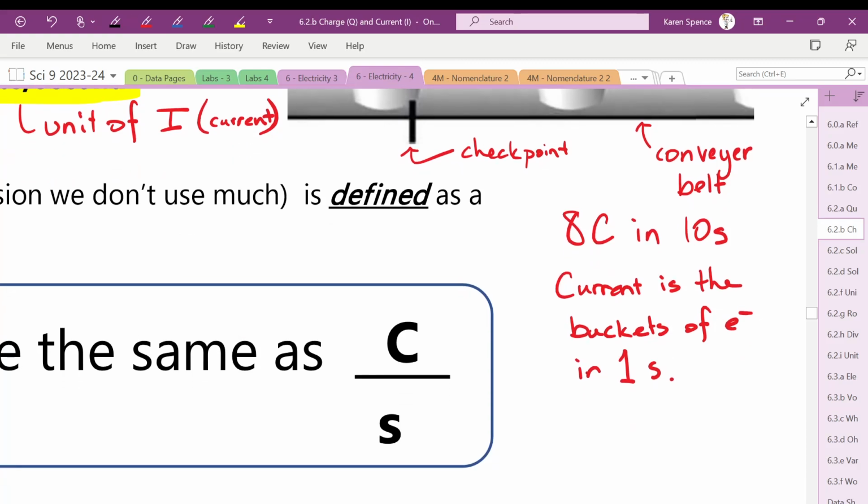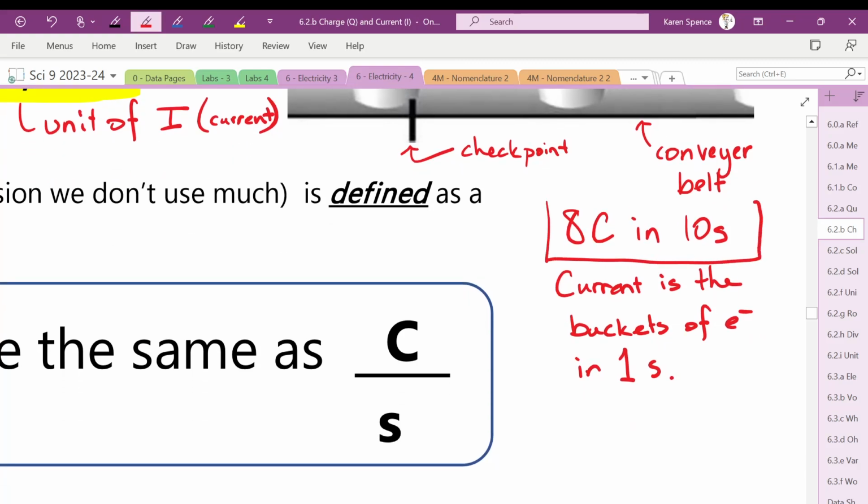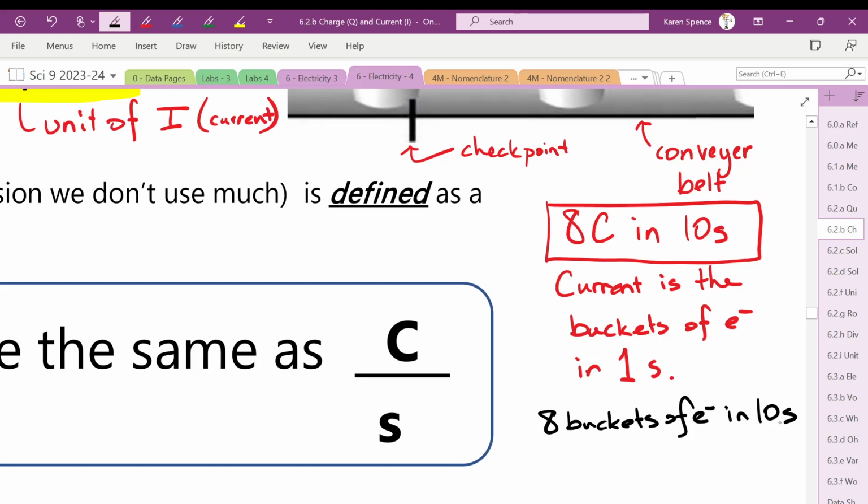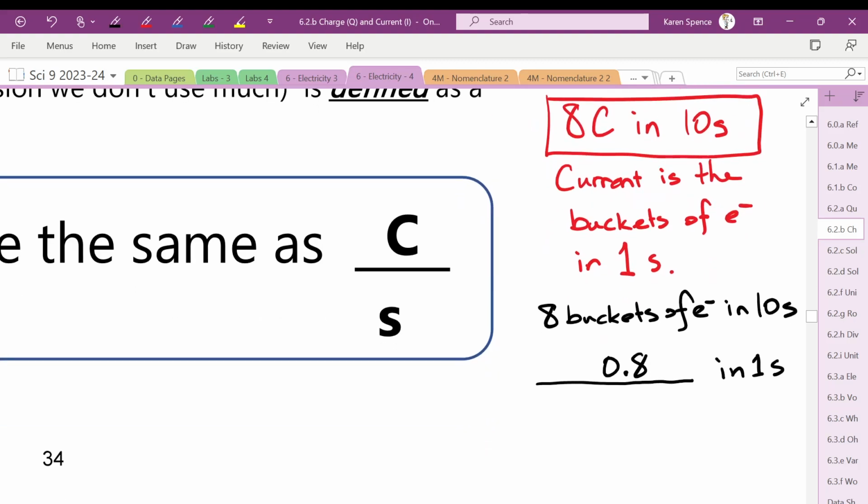So if we have 8 coulombs in 10 seconds, that's the same as saying we have 8 buckets of electrons in 10 seconds. How many buckets of electrons would we have in 1 second? 0.8. And if we have 0.8 buckets of electrons in 1 second, that is 0.8 coulombs in 1 second.